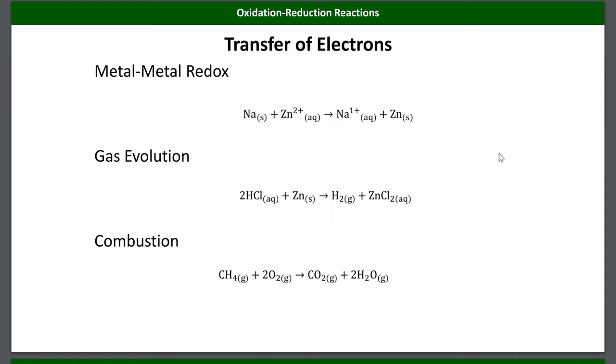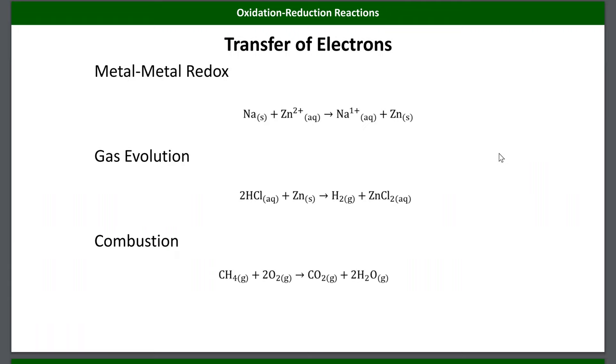We did this a bunch in lab. These are the single replacement reactions, or the displacement reactions as the lab called them, where that allowed us to make that activity series where we could say, well, definitely this happens. That tells us that the zinc is more stable as a metal than sodium is as a metal.